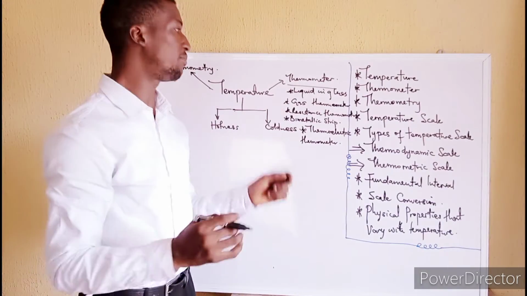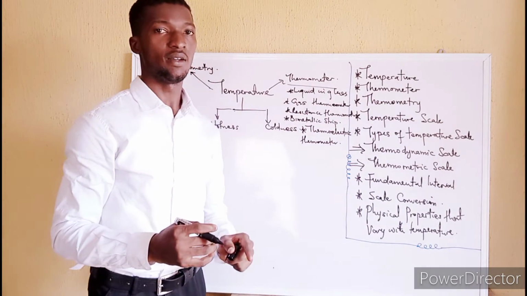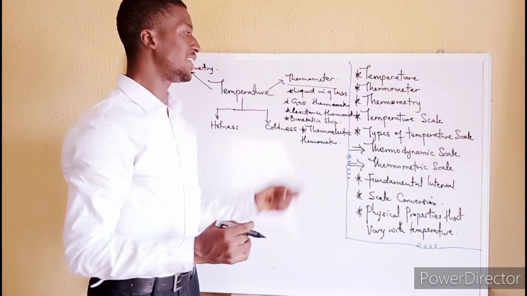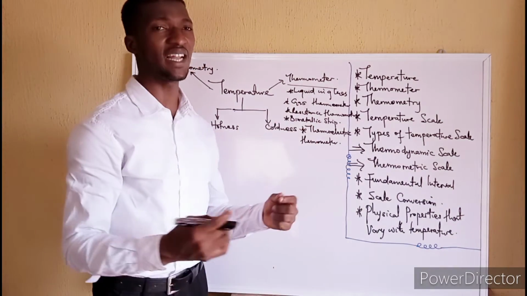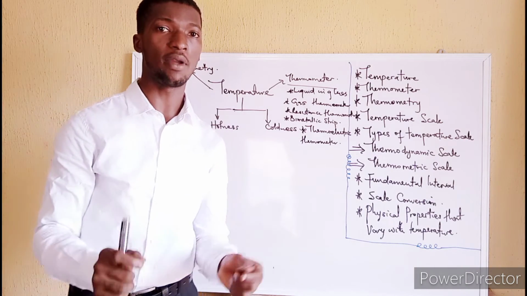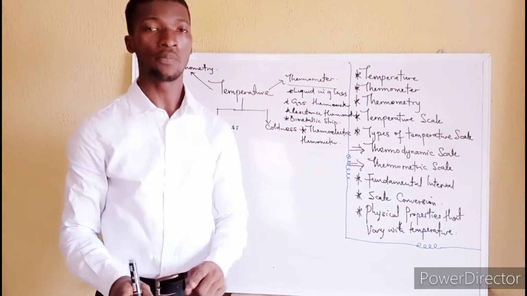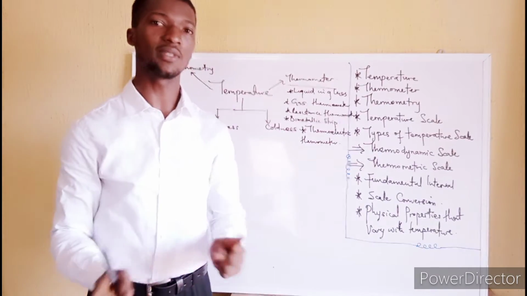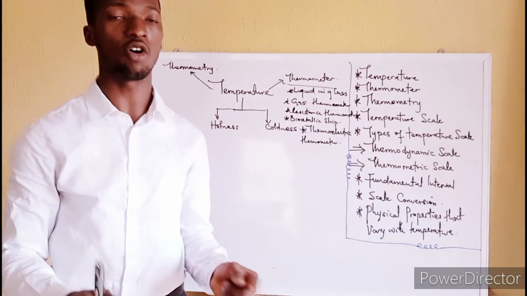Among all of these thermometers, you realize that the functionality of a thermometer depends on the thermometric substance it operates with. I'll just pick the liquid in glass thermometer for instance. It has a liquid as its thermometric substance, and that liquid can either be mercury or alcohol. In the case of mercury, you can have the clinical thermometer that is used in the hospital to measure the temperature of patients.